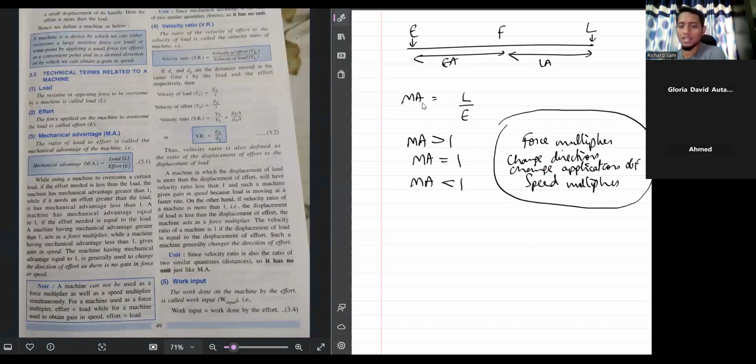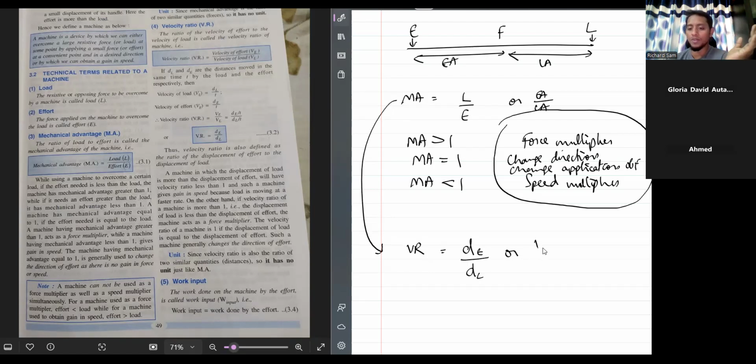So mechanical advantage is load upon effort. There's another formula for mechanical advantage, which is effort arm upon load arm, the distance of the arms. Now, same like mechanical advantage, there is another value called velocity ratio. Velocity ratio and mechanical advantage, theoretically, they're supposed to be equal. The velocity ratio formula is distance moved by the effort upon distance moved by the load, or velocity of the effort upon velocity of the load.